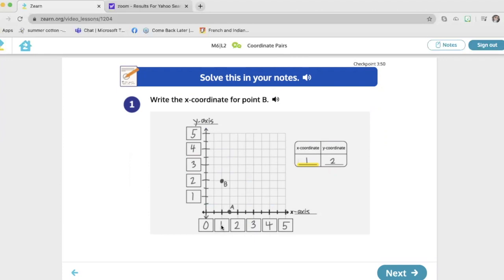Now, some of you might get confused, and you might start here and say, oh, it's 2, and then, oh, it lines up with the 1. You cannot write it that way because you always have to start with the x-axis first. You're starting here. Then you can look and see what it's going to be on the y-axis. You've got to remember x before y, okay? So we have 1 over, and then we move up 2 on the y-axis. So we get 1 on the x-coordinate and 2 on the y-coordinate.